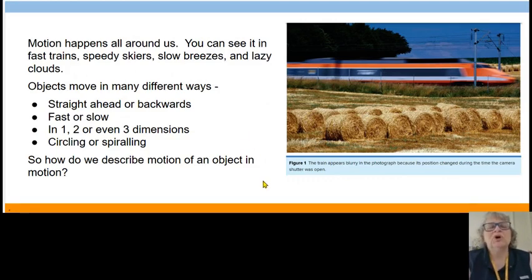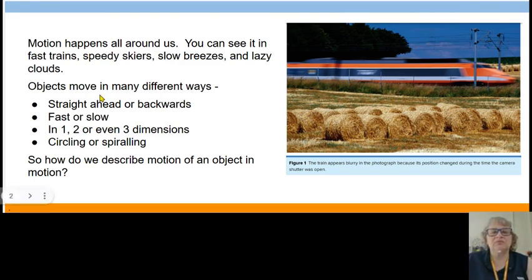So motion happens all around us, right? I mean, every little thing that we do is motion, right? If we raise our hand, it's motion. If we walk across the floor, it's motion. If we speak, our mouth is moving, right? So you can see it in the picture. Fast trains, speedy skiers, slow breezes, lazy clouds, right? All those things are moving.